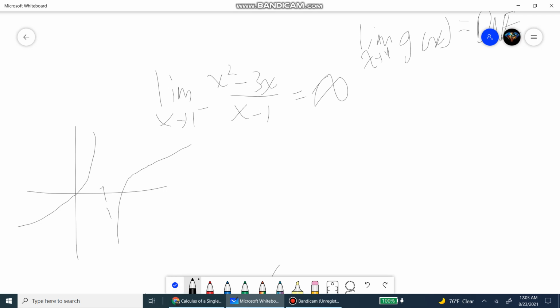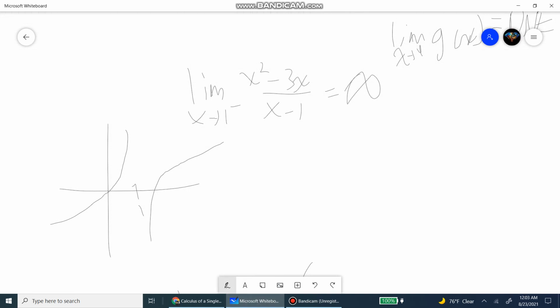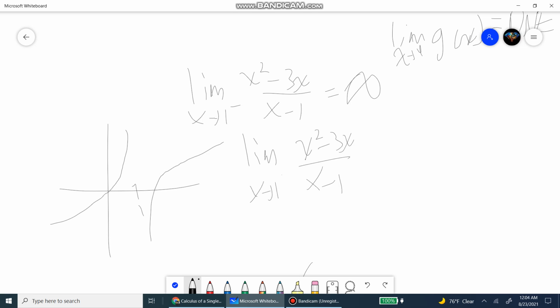And for the exact same thing, let me write it real quick: x squared minus 3x over x minus 1, as x approaches 1 from the right, that's going to be negative infinity.